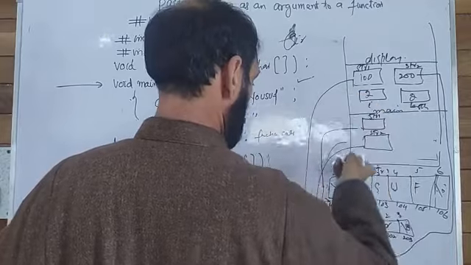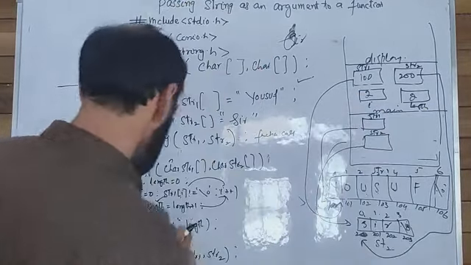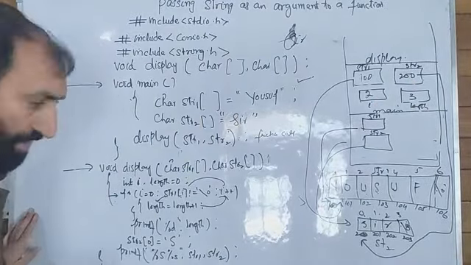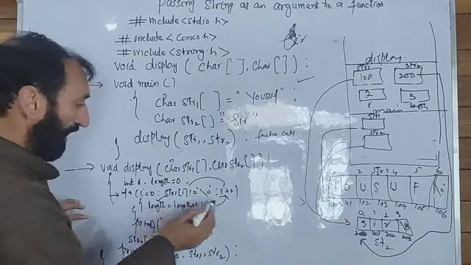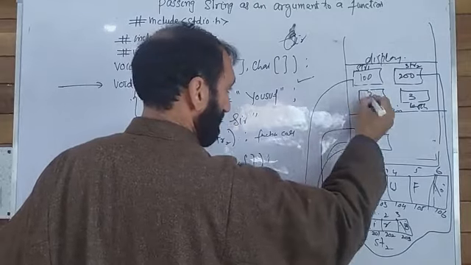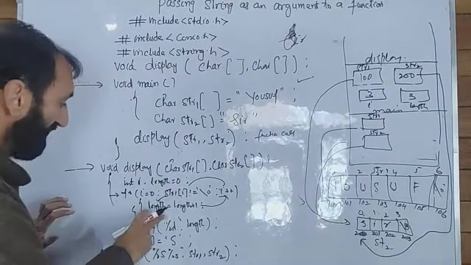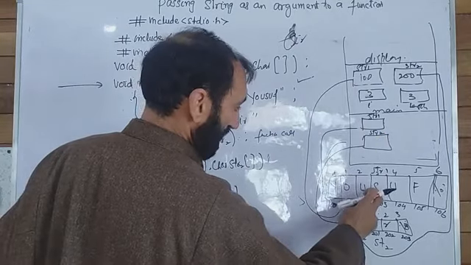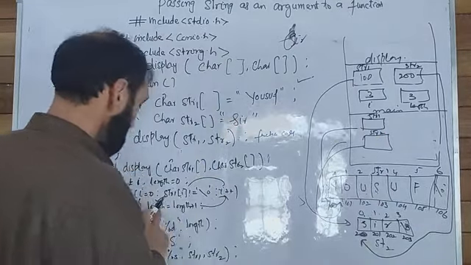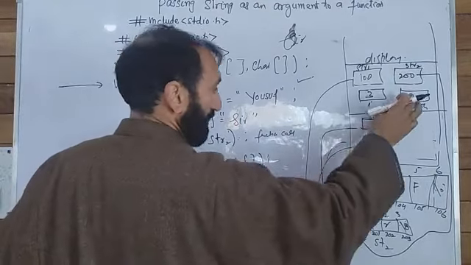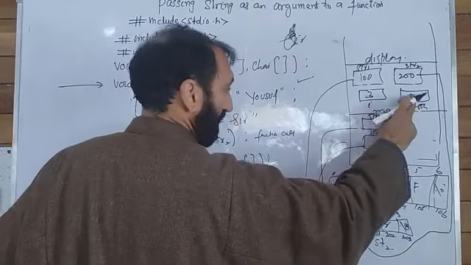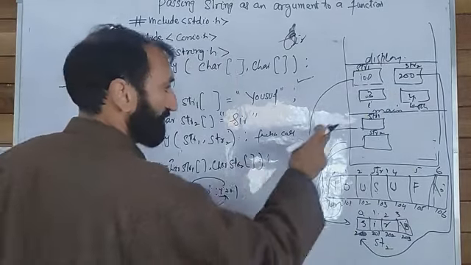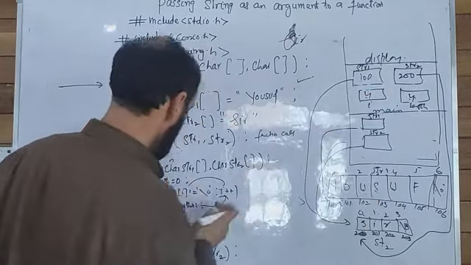Length plus 1: 2 plus 1 is 3. I plus plus: i was 2, it becomes 3. Then str1 of 3 is not slash 0, so the condition is true. Length equal to length plus 1. Length was 3, 3 plus 1 becomes 4. I plus plus: it was 3, it will become 4.